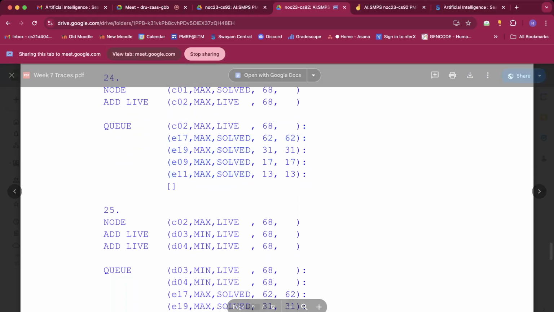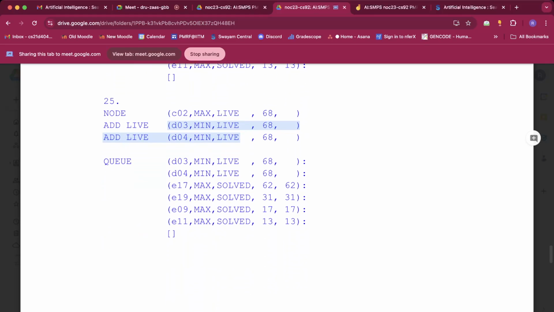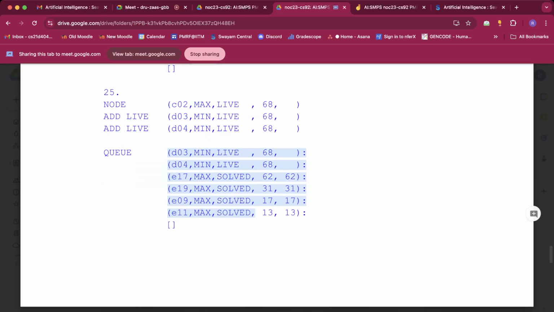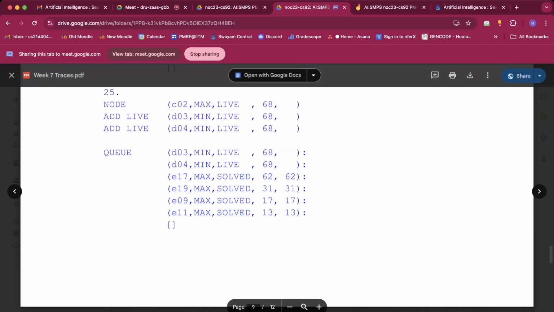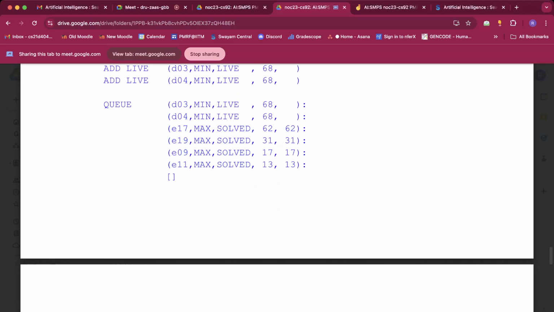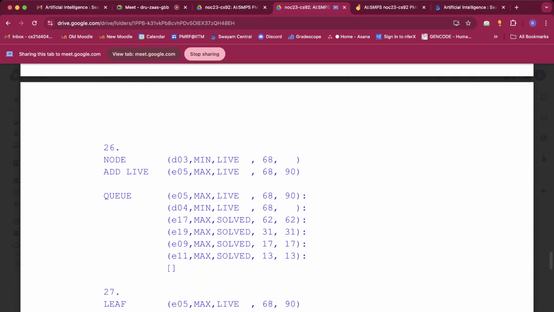Once we pop C2, we will add the children of C2, which are D3 and D4, again with a bound of 68. So this is what our queue will look like: D3, D4 followed by E17, E19, E9 and E11. Next we will pop D3 and add E5, which is a max node, live node, bound of 68 and a value of 90.